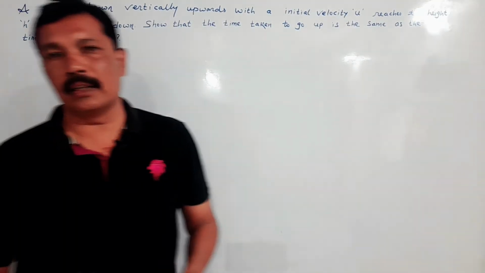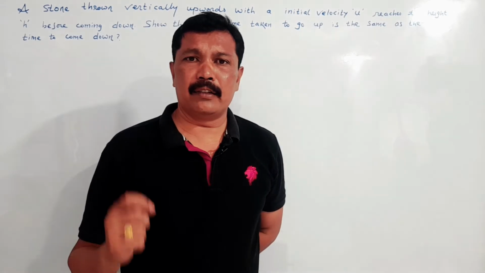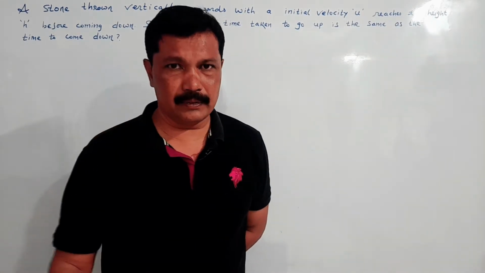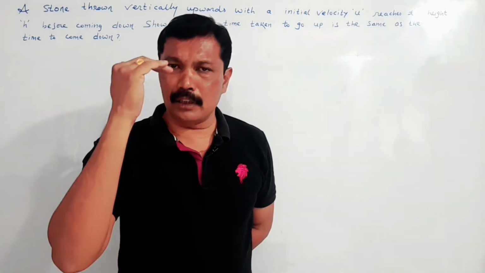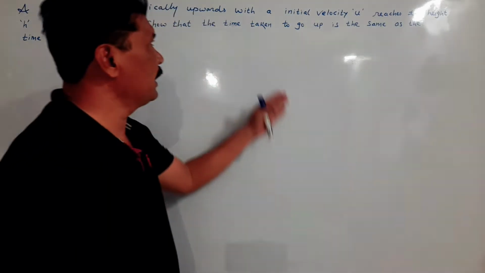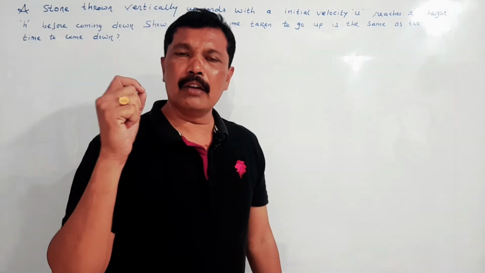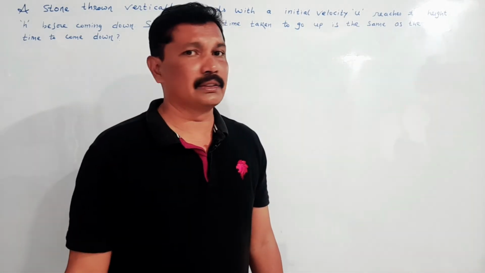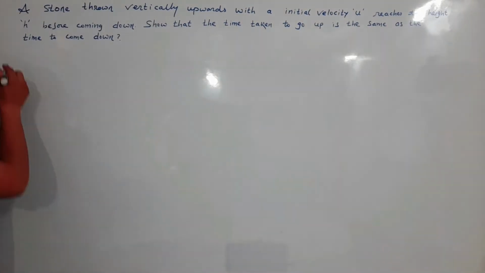My dear student, here a situation is given to us. It is said that the stone, when thrown vertically upward, attains a certain height, and from that height the stone is coming back to the surface of the earth. We have to show that the time taken by the stone to go up is equal to the time taken by the stone to come down on the surface of the earth. So let's try to prove it.